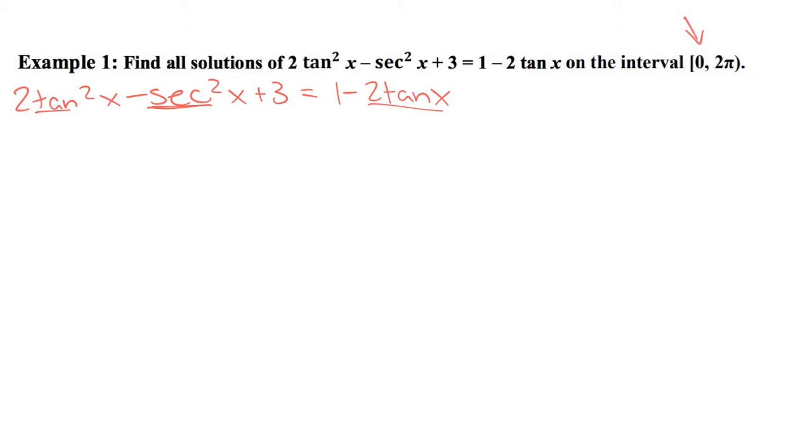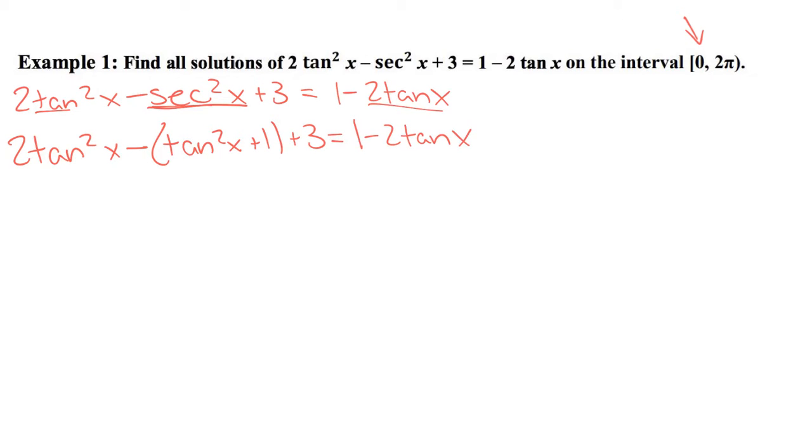Hopefully, when you look at that, you can see that secant squared x can be changed into something with tangent squared. So if you didn't see that, see how you can morph it so that you get secant squared x turned into something with tangent. So I still have 2 tan squared x. I am now substituting tan squared x plus 1 in for secant squared x, and then bringing down everything else.